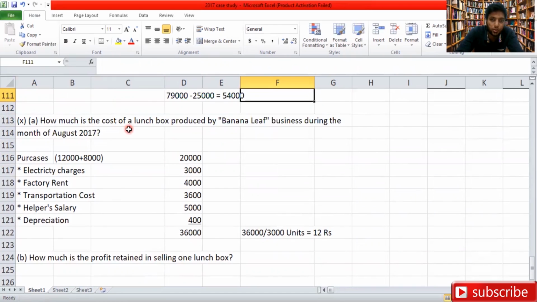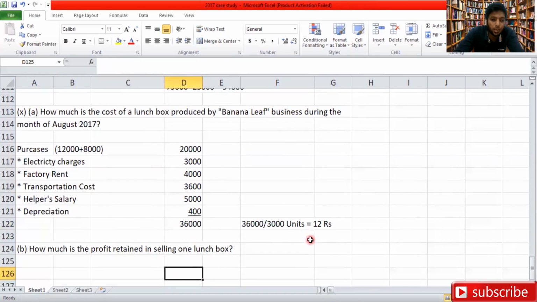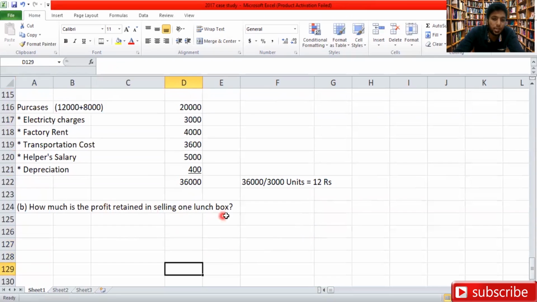Again, the question was very tricky. If they ask the total lunchbox price, this 36,000 is the actual answer. But they ask only one lunchbox, so you need to be very careful. So you divide it by the number of units, and you got 3,000 units. Now they're asking how much is the profit retained in selling one lunchbox.